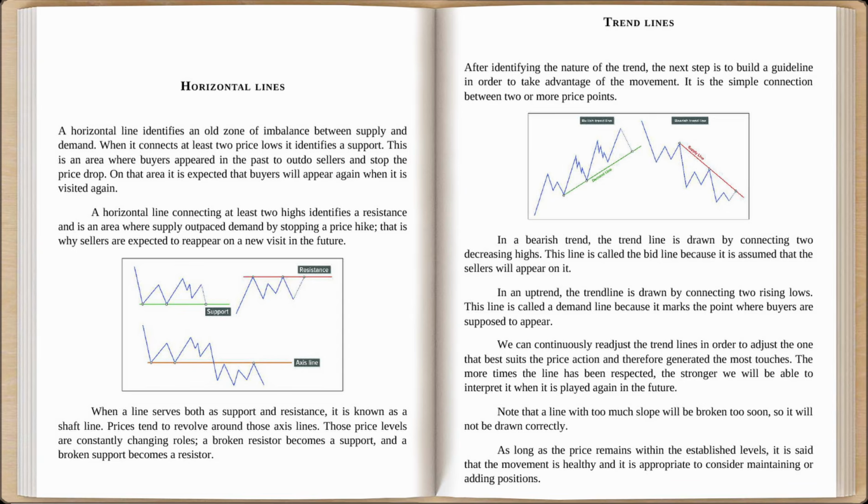We can continuously readjust the trend lines in order to adjust the one that best suits the price action and therefore generates the most touches. The more times the line has been respected, the stronger we will be able to interpret it when it is tested again in the future. Note that a line with too much slope will be broken too soon, so it will not be drawn correctly. As long as the price remains within the established levels, it is said that the movement is healthy and it is appropriate to consider maintaining or adding positions.